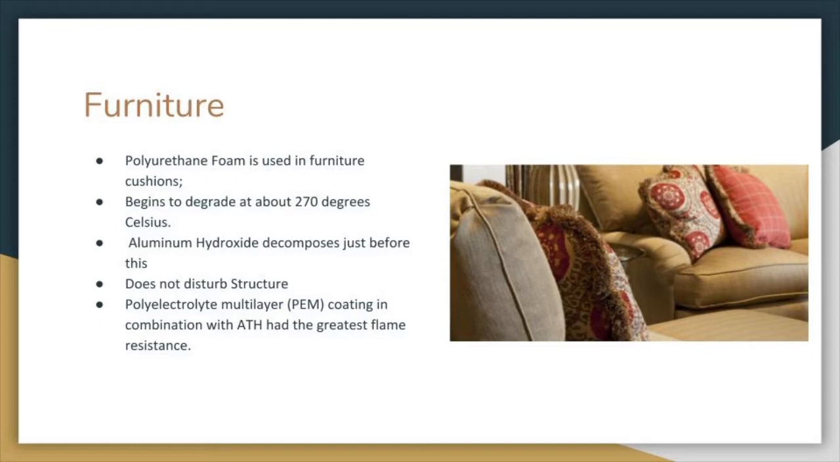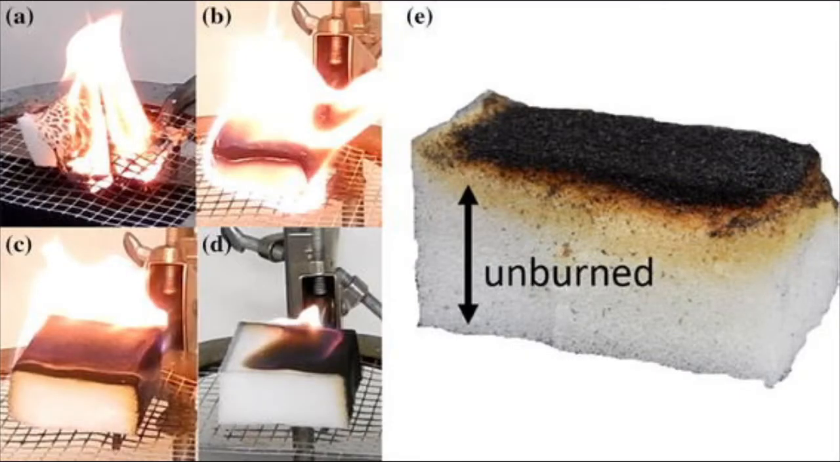One study found that using a polyelectrolyte multilayer, or PEM coating, in combination with aluminum trihydrate had the greatest flame resistance. These pictures show the results of that experiment. Image A shows the polyurethane foam without any flame retardants or coatings at all. Images B, C, and D show the polyurethane foam with various amounts of the polyelectrolyte multilayer coating being used. However, image E has the polyelectrolyte multilayer coating coupled with the alumina trihydrate flame retardant, which produced the least burned foam in the end result.